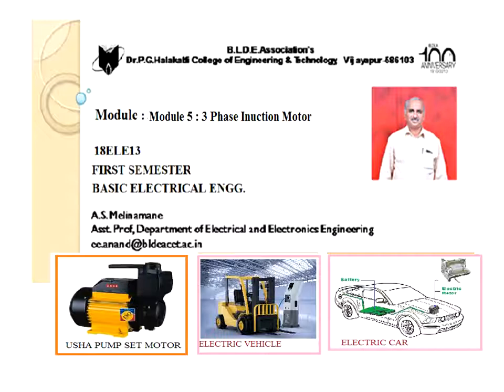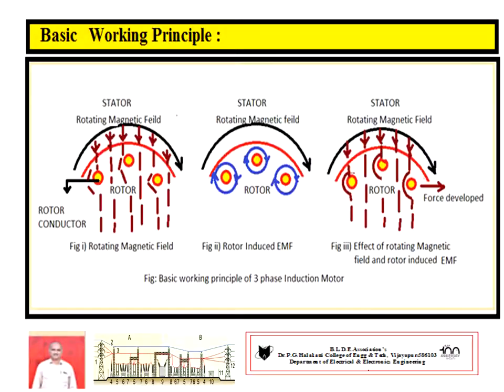Today we have to study the basic working principle of the three-phase induction motor. So once again, consider the stator and rotor as symbolic representations. The top circle represents the stator, and the circle below represents the rotor. There is an air gap between stator and rotor.